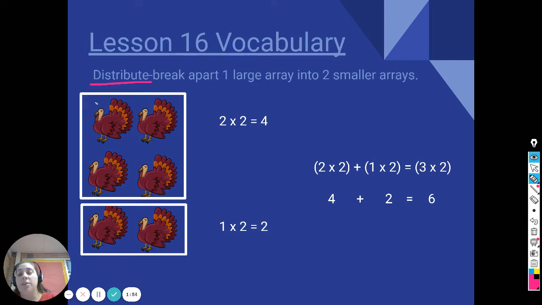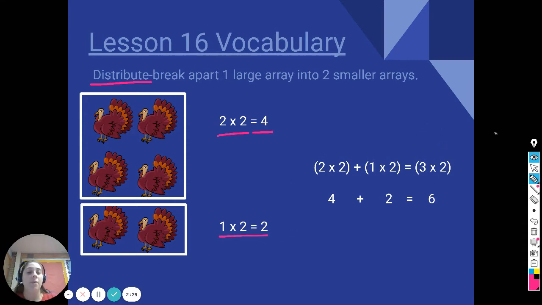So here you see 3 rows of turkeys all together, and there's 2 turkeys in each row. So we took that big array and we broke it into 2 smaller arrays, and I've put a box around each of those arrays. So you can see that this top array here is 2 rows of 2, which equals 4 turkeys. So that's what we have written right here. 2 rows of 2 equals 4. Down at the bottom, there's only 1 row of 2. 1 row of 2 equals just 2 turkeys.